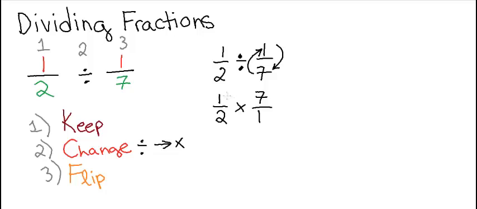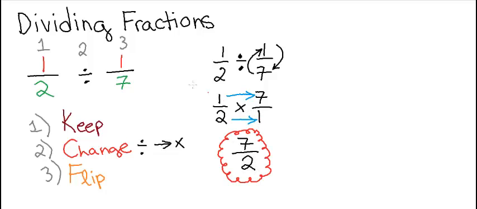To multiply fractions out, all you need to do is multiply straight across the numerators. So 1 times 7, and that will give you 7. And then multiply straight across the denominators. So what we're going to do is 2 times 1, and similarly that will give you 2. We can now conclude that 1 over 2 divided by 1 over 7, in other words, 1/2 divided by 1/7, is 7 over 2.